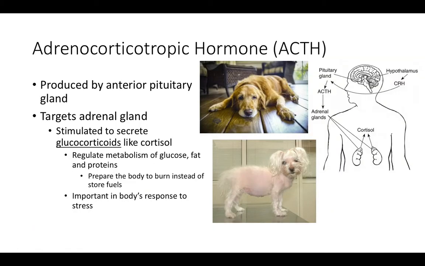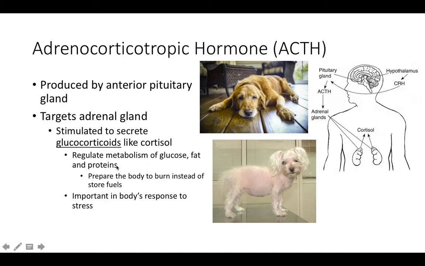Okay, adrenocorticotropic hormone, or ACTH, is another hormone that's produced by the anterior pituitary gland, and it functions to target the adrenal glands. So here's the kidneys down here. The adrenal glands sit right above them, and the adrenal glands produce something called glucocorticoids. An example of a single glucocorticoid that you might be familiar with is cortisol. It's called our stress hormone, and glucocorticoids are really important in our body because they regulate the metabolism of these different macronutrients, so glucose, fat, and proteins.